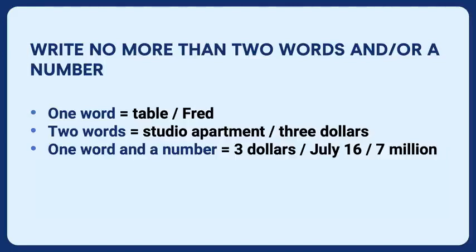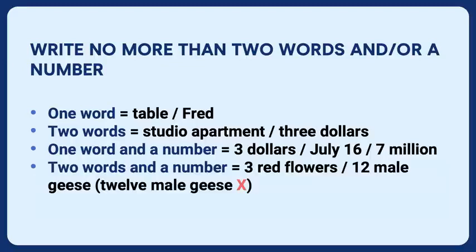If you're writing 1 word and a number, then you can write $3 with a numeral, or July 16, or 7 million, where 7 is a numeral. If you need to write 2 words and a number, you can write 3 red flowers or 12 male geese, but you cannot write 12 male geese with 3 words.